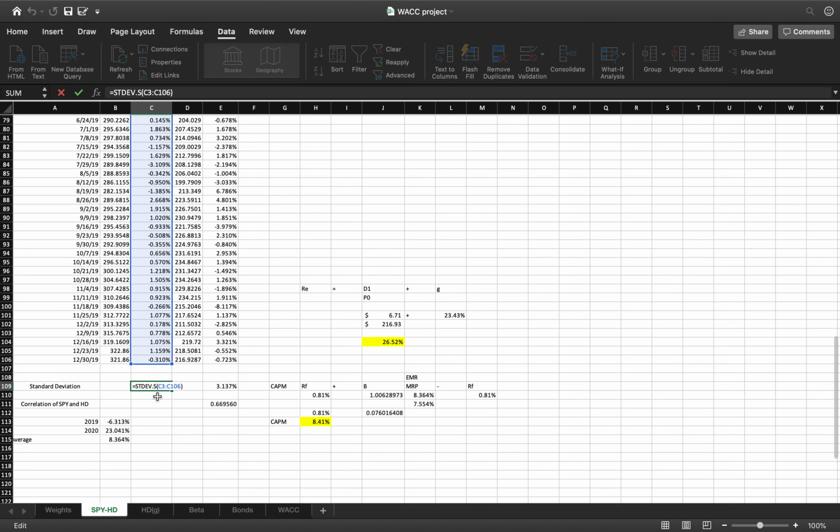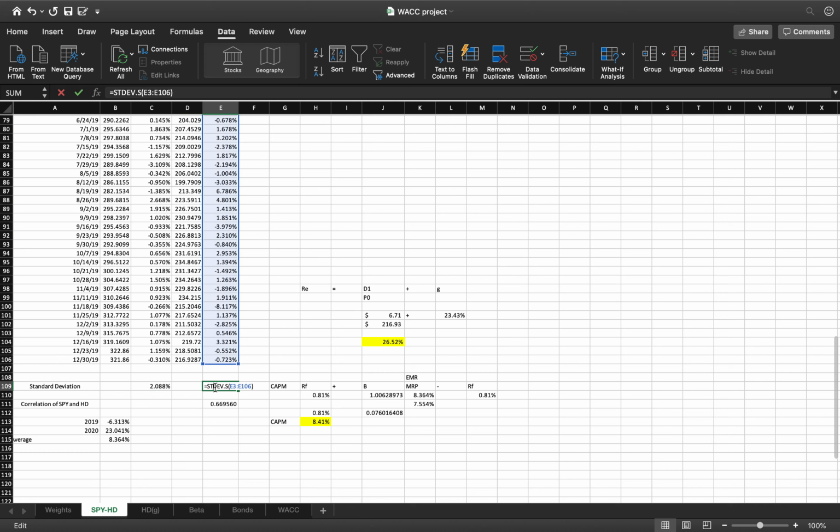So for that, I just used the function of sample standard deviation, and I put in all the values, and that gave me a final value of 2.088%. And I repeated the same process for Home Depot, and that gave me a value of 3.137%. Next, you're going to need to find your market risk premium for CAPM, which is just one of the methods we're going to be using to find the rate of equity.